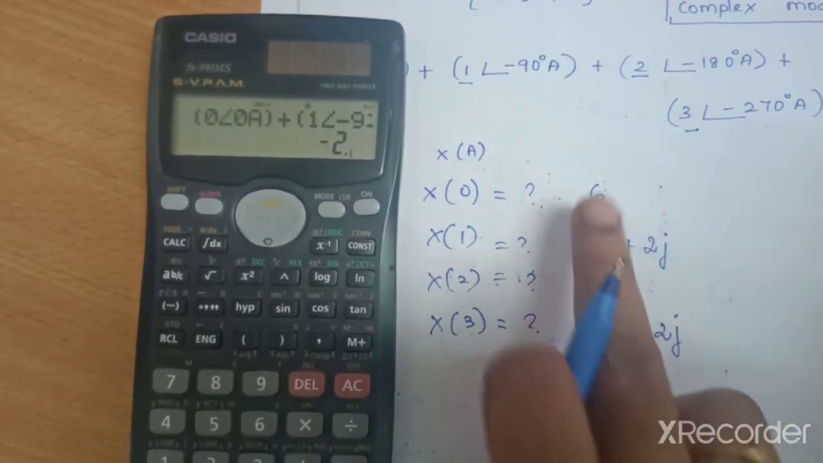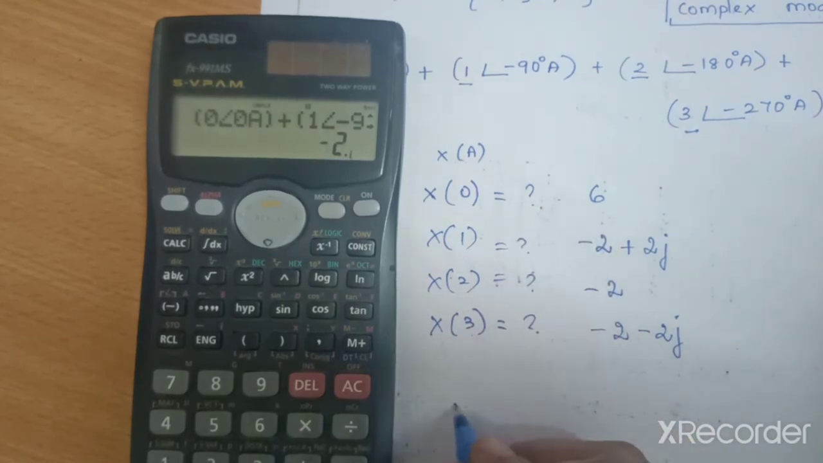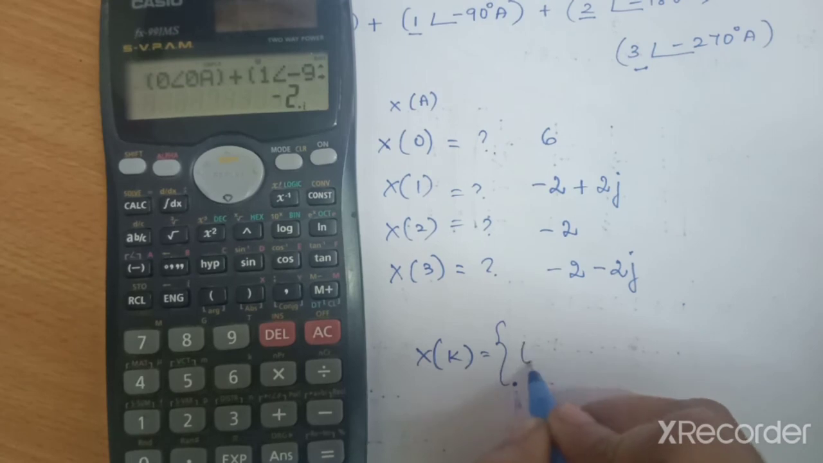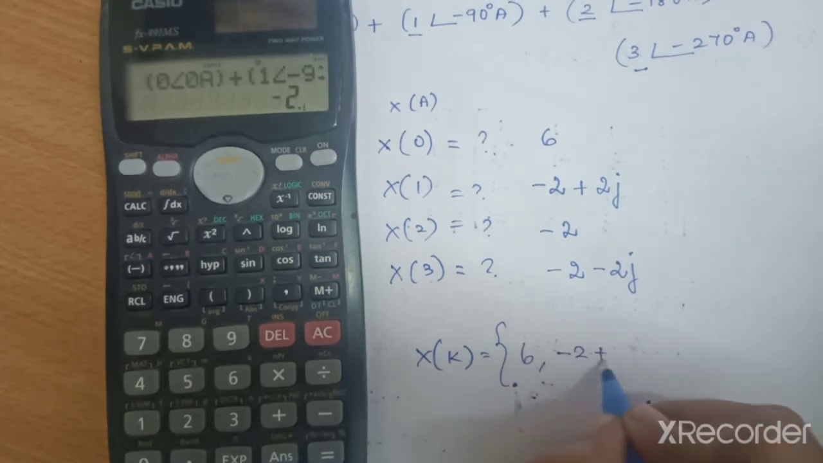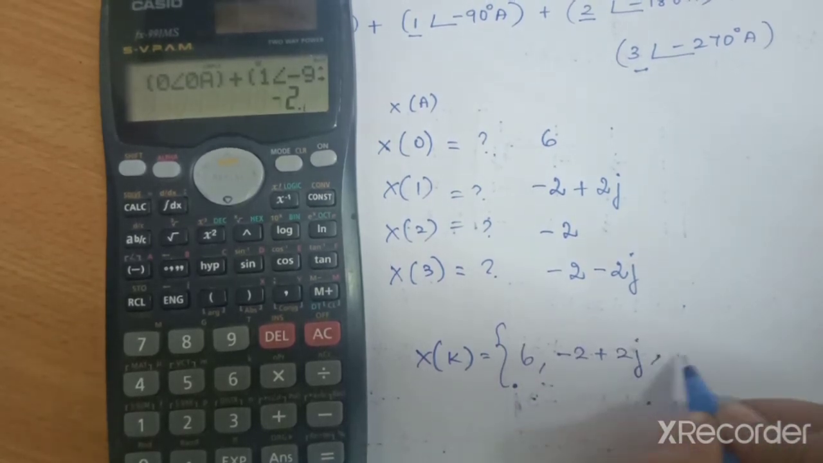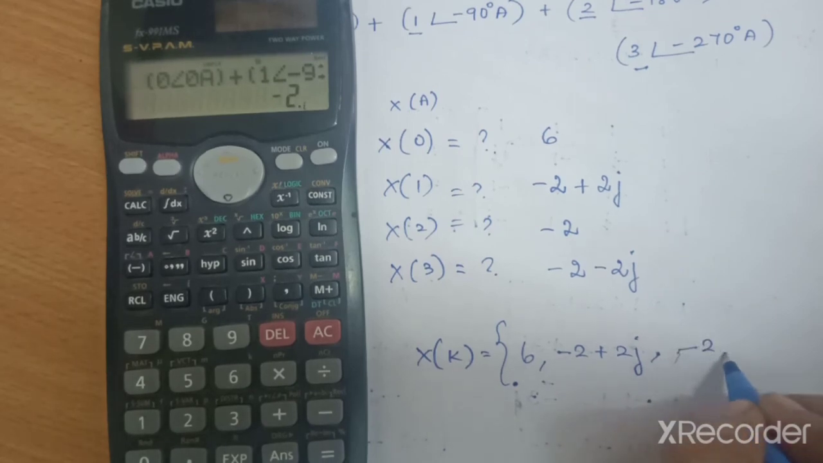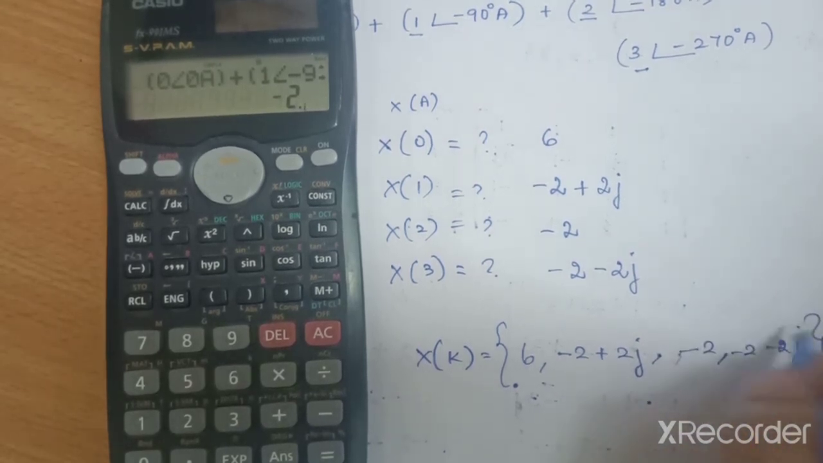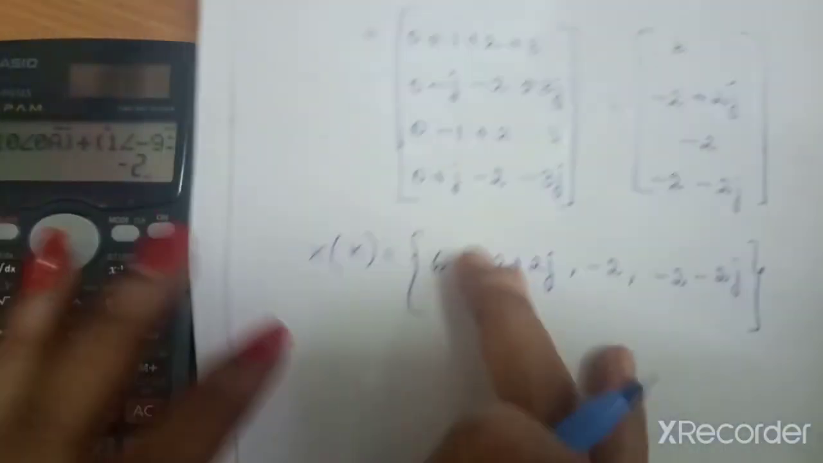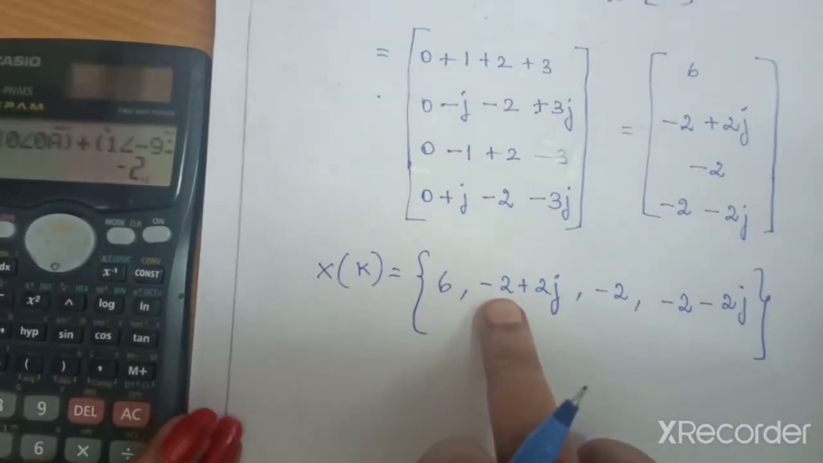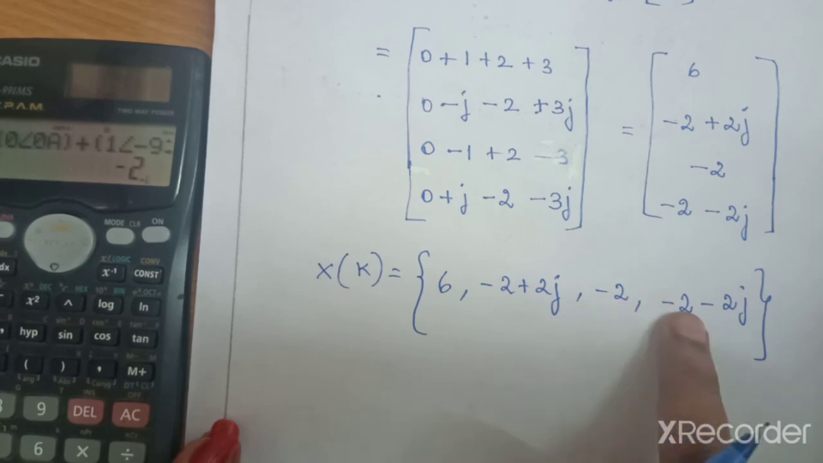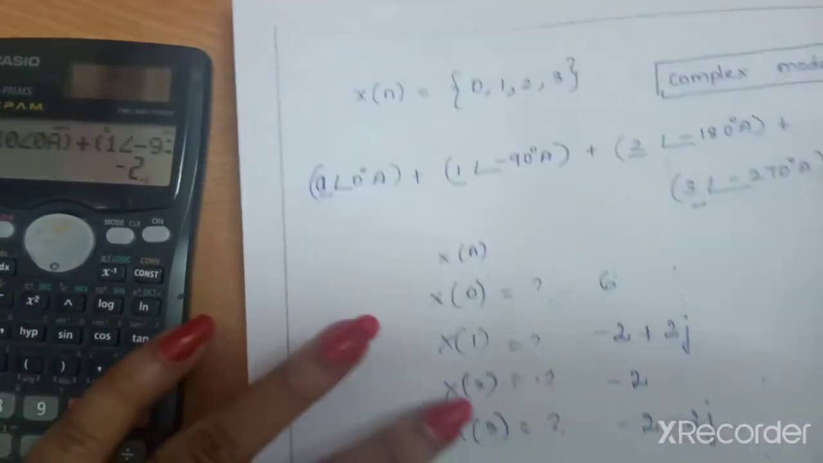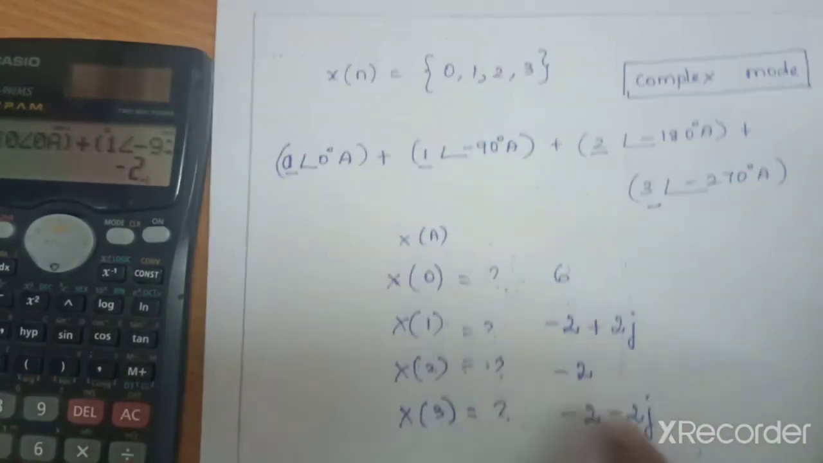So here we have the answer. x of k is equal to 6, minus 2 plus 2j, minus 2, minus 2 minus 2j. So these are the same values as we calculated here: 6, minus 2 plus 2j, minus 2, minus 2 minus 2j. So these values will be the same.